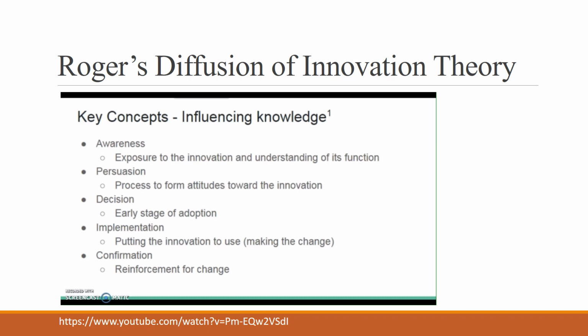Persuasion is the process where we start to form attitudes towards innovation, and this can be positive or negative attitudes, but that will help to determine what the decision is in the early stages of adoption. So the decision, again, can go either way. They're going to choose whether to start adopting the theory or innovation or not. If they choose to, they may implement that theory by making the change, and that can be using a new product or behavioral change. And after some time, there's the confirmation stage, and that's the reinforcement for change.